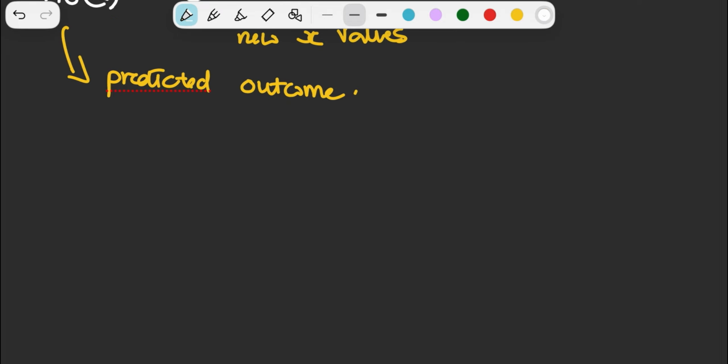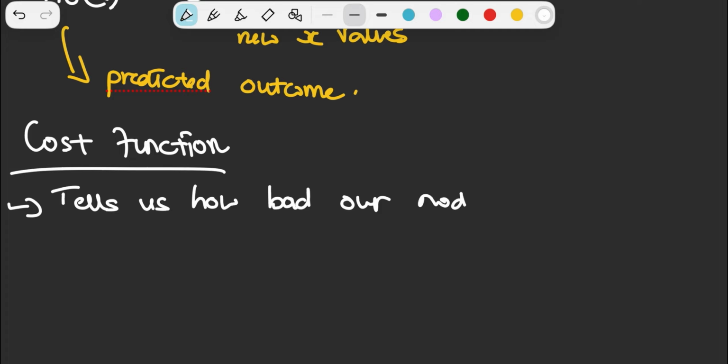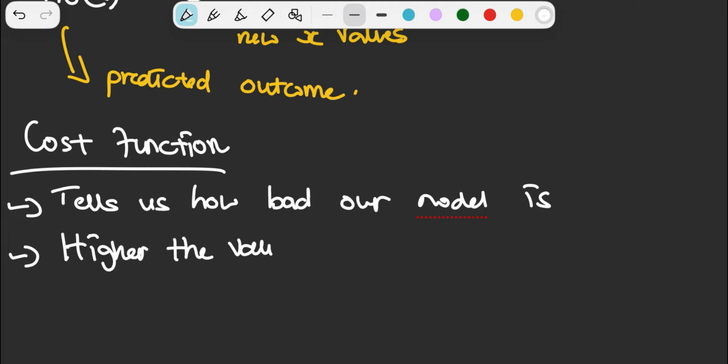Okay, so the thing that we're going to introduce is what we call the cost function, and we'll be done. Then we'll continue in the next video. So the cost function. It's important for us to introduce what a cost function is. This is basically a function that tells us how bad we're doing, how bad our model is.